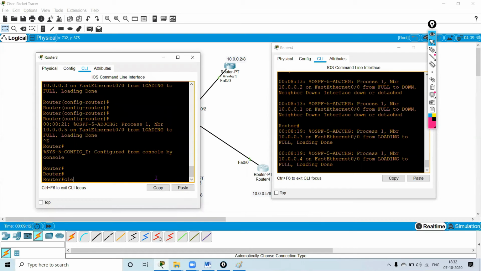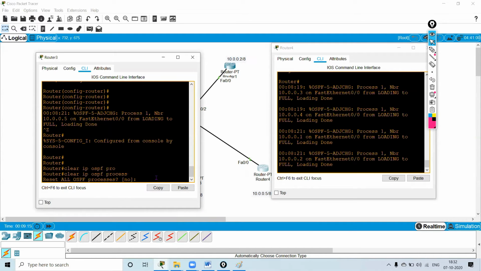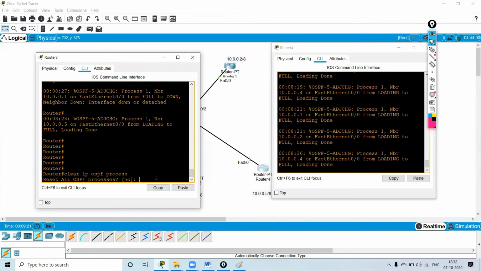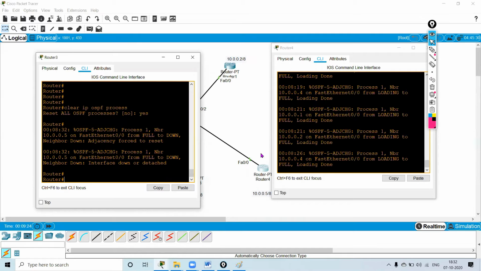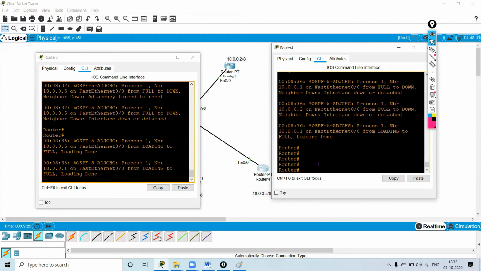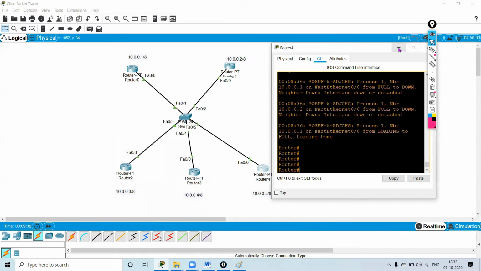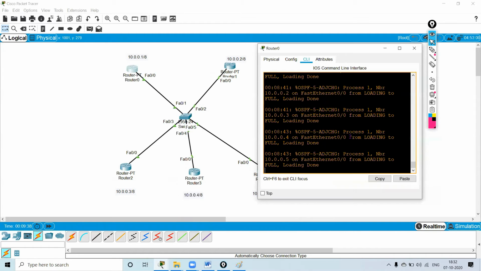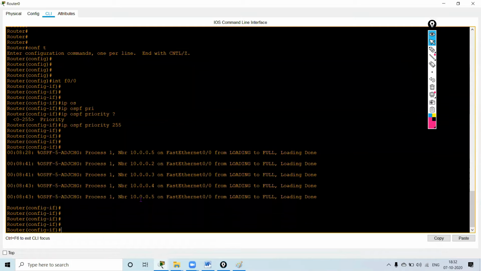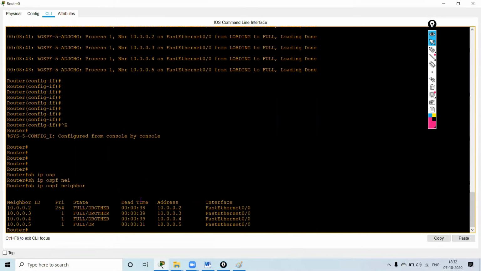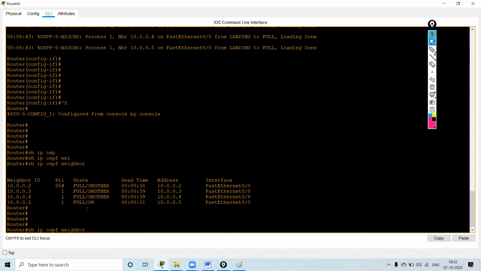On this router also, clear IP OSPF process. Once I do this, now the neighborship will be going down and the election process will be going again. Now if I check over here on this router, once the neighborship comes up again, if I see show IP OSPF neighbor, I'm having the neighbor, and still this router is the DR router because something is not.